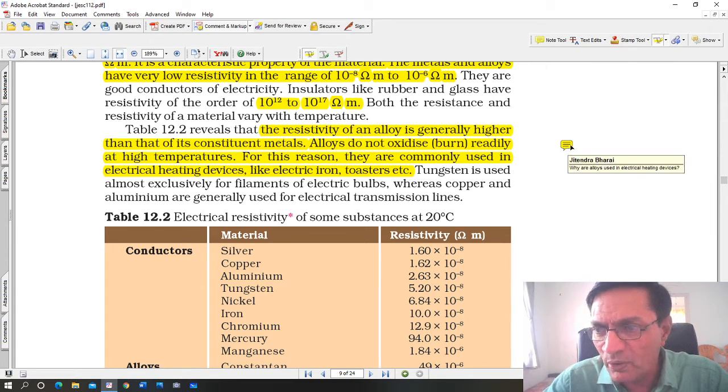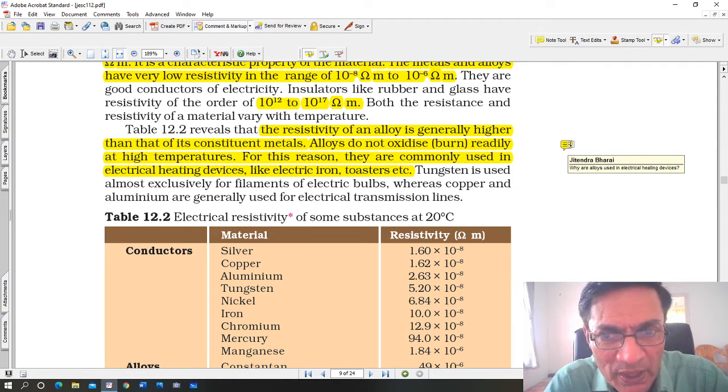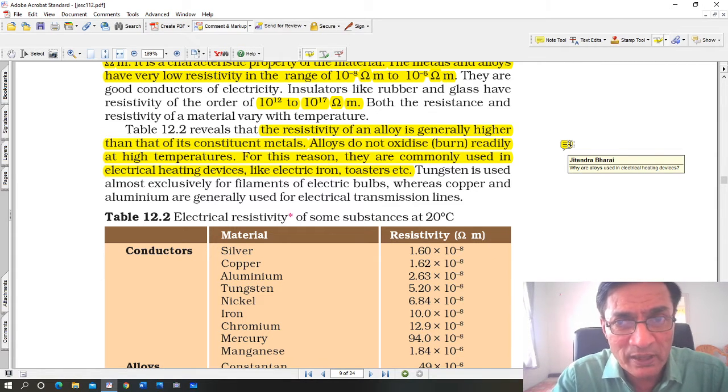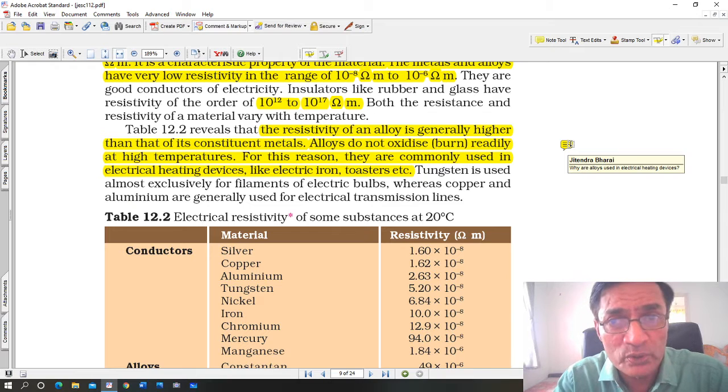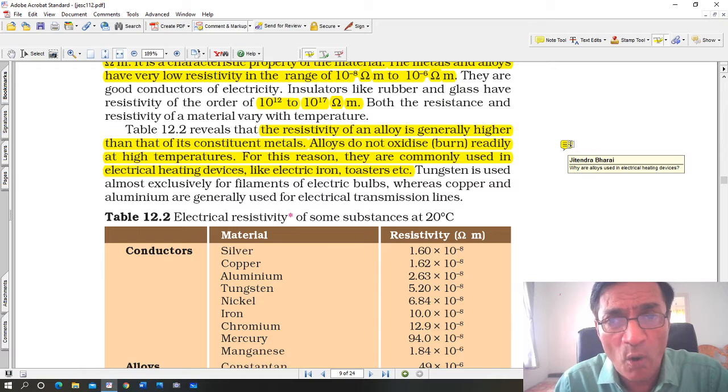Alright, there is a question here. Why are alloys used in electrical heating devices? The answer is here on this page itself. Alloys do not oxidize, burn readily at high temperatures. For this reason, they are commonly used in electrical devices like electric iron, toasters, etc. You see, this is the reason why I tell you that you must read the chapter thoroughly. And since it is your textbook, you must write such things in the margin. Like I write, and I encourage you also, write down these things with a pencil. It helps you to study. The best place to study from is your textbook.